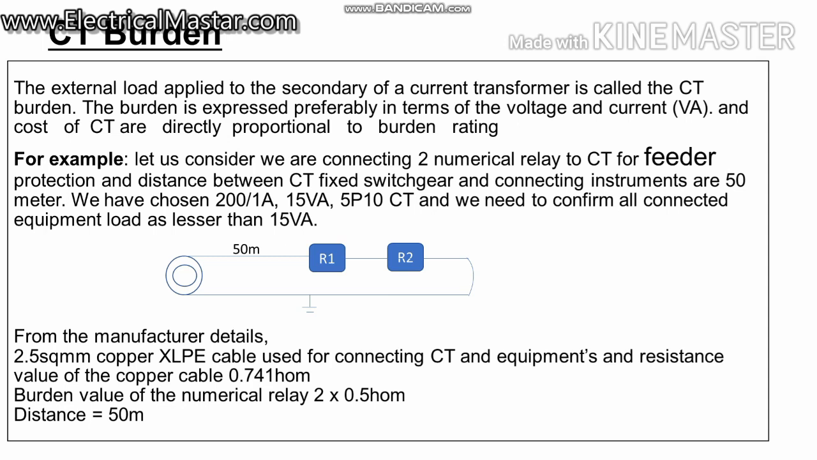Okay. Now we will see a small example. You will understand what CT burden is and how they select the CT burden for particular CTs. Let us consider we have one CT and I want to use this CT to protect my switchgear feeders. In this switchgear I am using two protection relays. I am connecting the CT in the 11 kV switchgear panel, and these relays I am connecting to the RCP panel. You know RCP, it is a relay control panel.